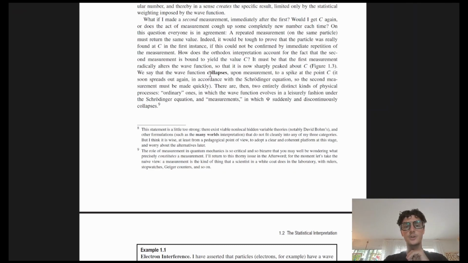We say that the wave function collapses, upon measurement, to a spike at point C. It soon spreads out again in accordance with the Schrodinger equation, so the second measurement must be made quickly. Interesting. There are then two entirely distinct kinds of physical processes: ordinary ones, in which the wave function evolves in a leisurely fashion under the Schrodinger equation, and measurements, in which psi suddenly and discontinuously collapses. Think about this.